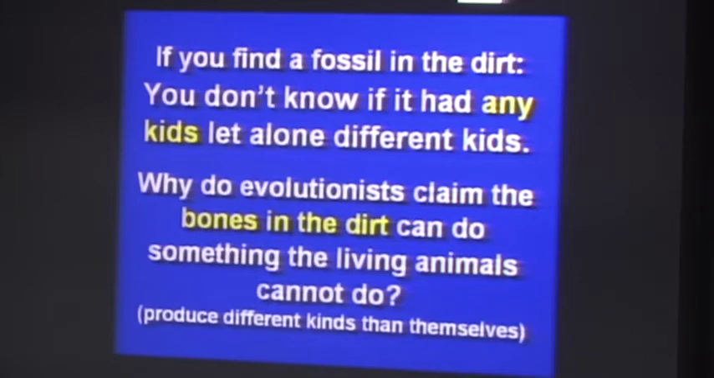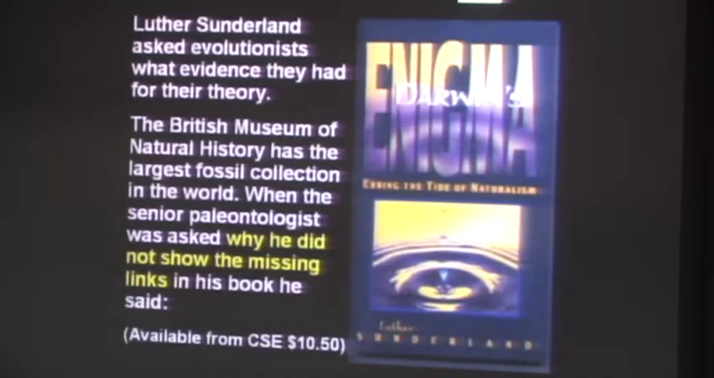Luther Sunderland wrote to major evolutionists all over and said, hey, where's the evidence for evolution? They wrote back and said, we don't have it, somebody else has it. He wrote to Colin Patterson because Patterson has access to the largest fossil collection in the world, the British Museum of Natural History. Nobody's got more fossils than them. Patterson wrote a book about evolution, but he didn't show any missing links. So Sunderland wrote him a letter and said, excuse me, why didn't you show the missing links in your book? I'd like to see a picture of the missing link.